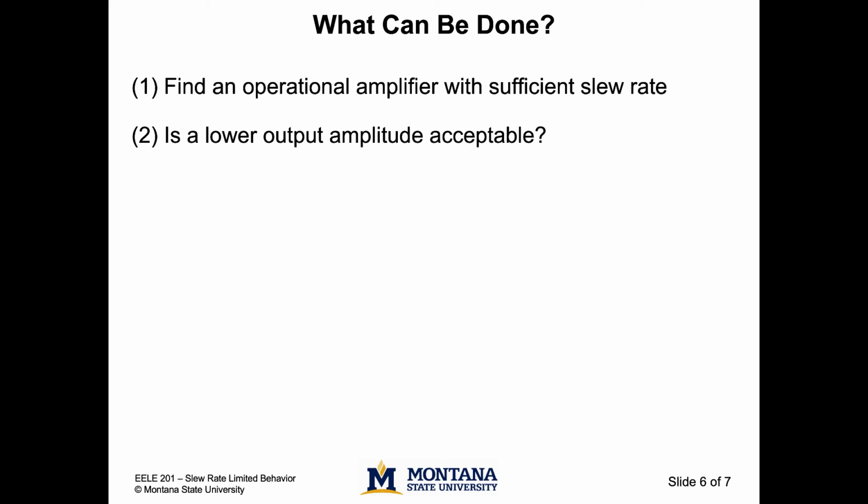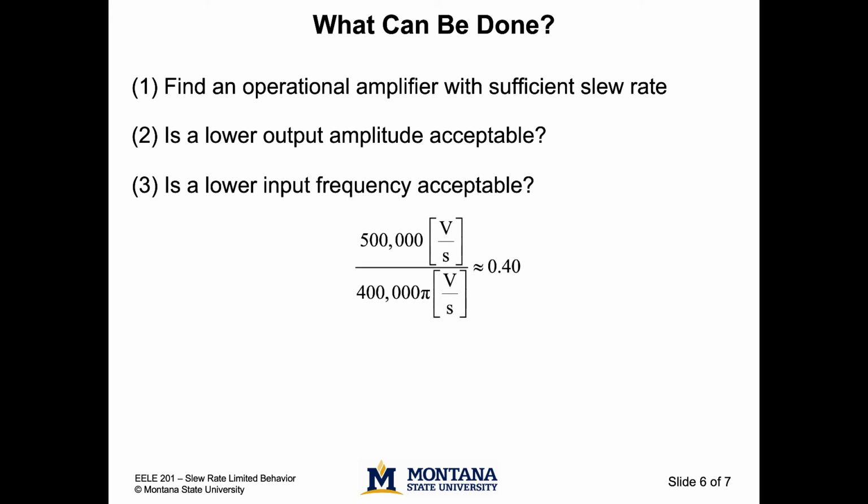Another option would be, since we've got this issue about volts per second being exceeded, what if we allowed for a lower output amplitude? A lower output amplitude would mean that we wouldn't need the output to change as fast. Again, that's another option that might be relevant for a given situation. A third possibility is, would a lower input frequency be acceptable? So the input frequency now is 20 kilohertz. What if we chose a lower frequency? Well, if that's acceptable for the given application, that's certainly an option. And that's what we're going to do in this case. We're going to go with option 3.